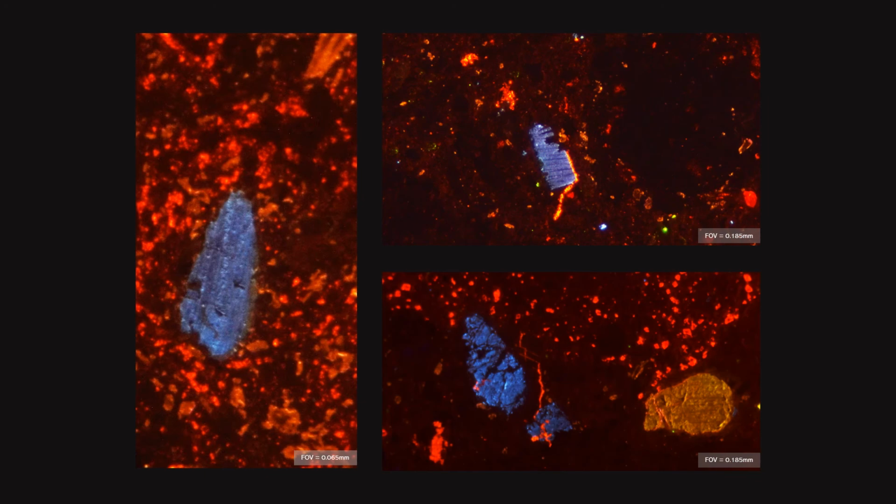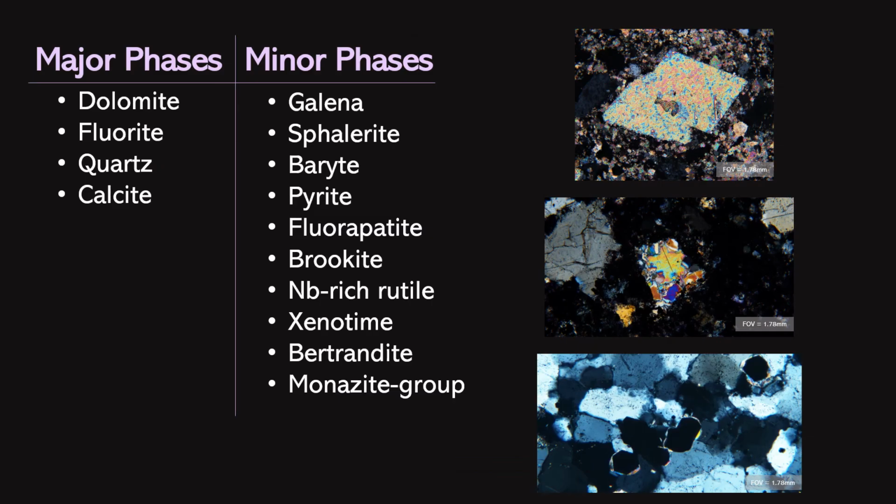Combined, these methods showed that dolomite, fluorite, quartz, and calcite were the major phases in the drill cores. As for the minor phases, there were the typical MVT minerals, galena, sphalerite, barite, and pyrite. There was also fluorapatite, as well as the titanium oxide phases brookite and niobium-rich rutile. Finally, there were the rare element and rare earth phases, bertrandite, xenotime, and monazite group minerals, which were mostly charoite.